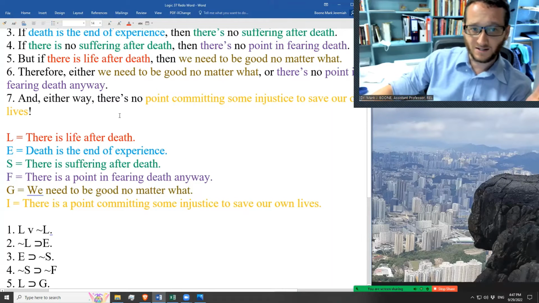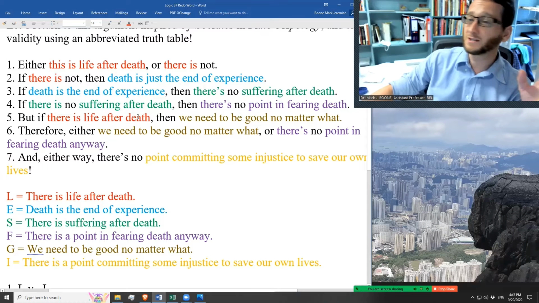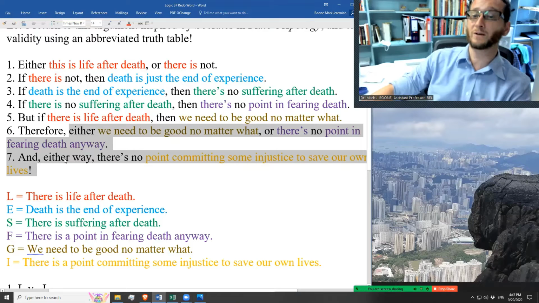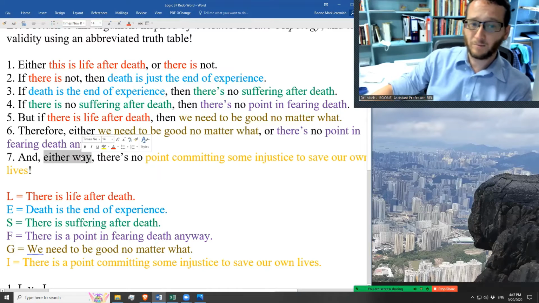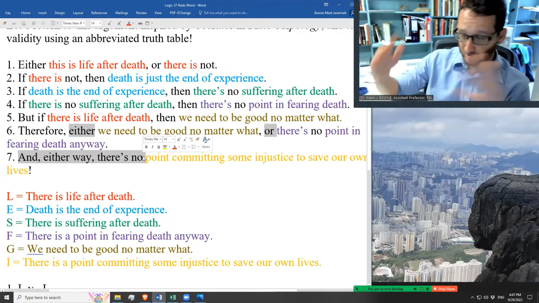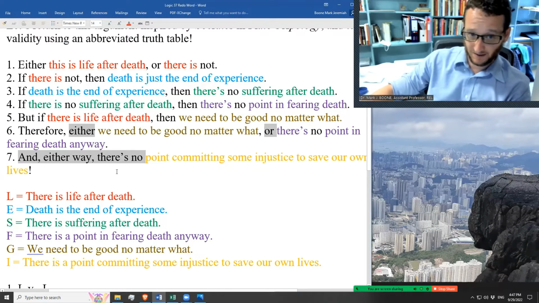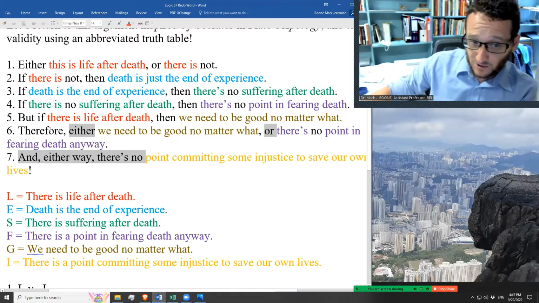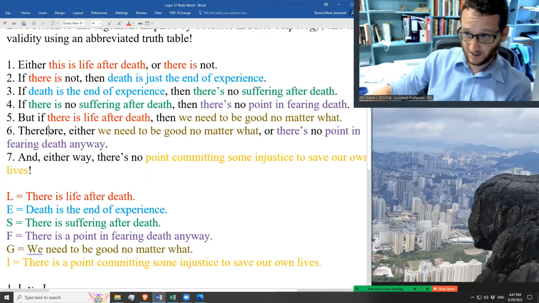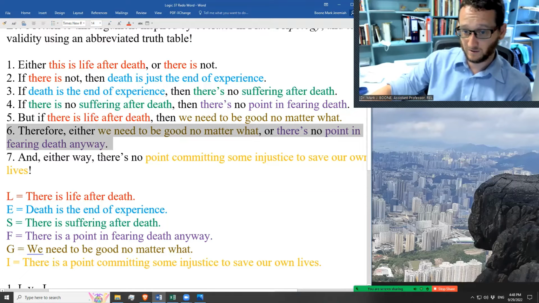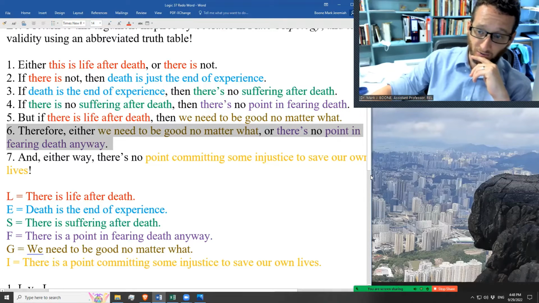Now, let's see. Note how that unstated premise naturally follows. Either we need to be good no matter what, or there's no point fearing death anyway. And either way, there's no point committing some injustice to save our own lives. That motion from either this or that, and either way, the final conclusion follows. That implies that there's an unstated premise that if either X or Y, then our final conclusion follows. If either X or Y, then Z. If either of these two, what do we call them, disjuncts, in statement number 6 here is the case, then the final conclusion follows. There is indeed no point committing some injustice to save our own lives.